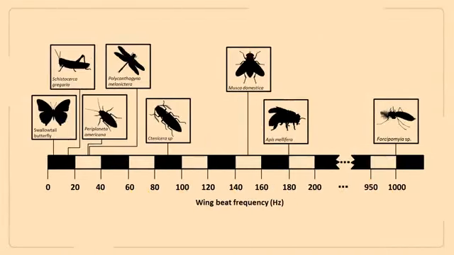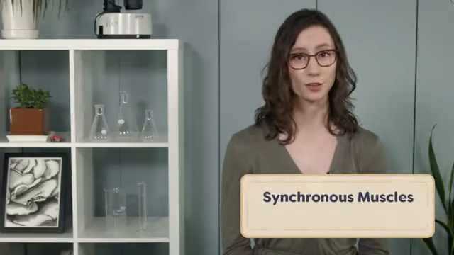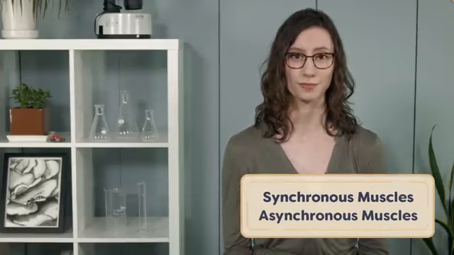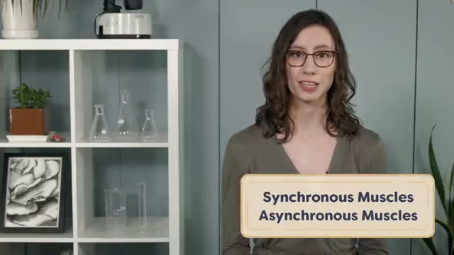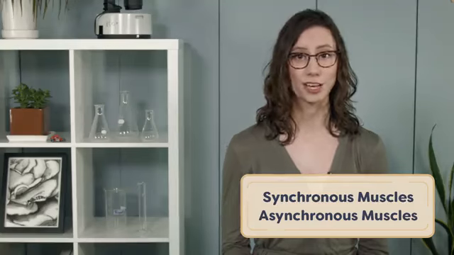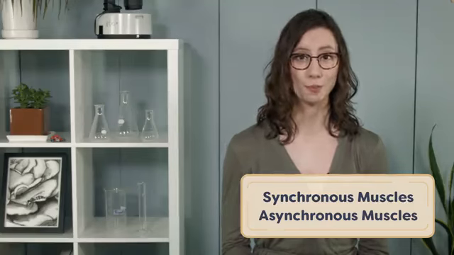Wing beat frequencies vary greatly among insect species. In some cases, insect wings can reach as many as 1,000 beats per second. That's faster than the nervous system can receive and register signals. In contrast, slower flying insects have wing beat frequencies that average only 10 to 50 beats per second. This variation is due to different types of flight muscles called synchronous and asynchronous muscles. These muscles differ in the number of contraction cycles they undergo from a single nerve impulse.